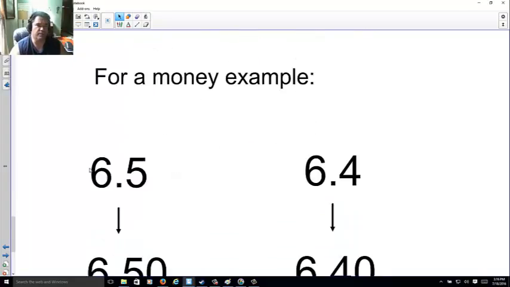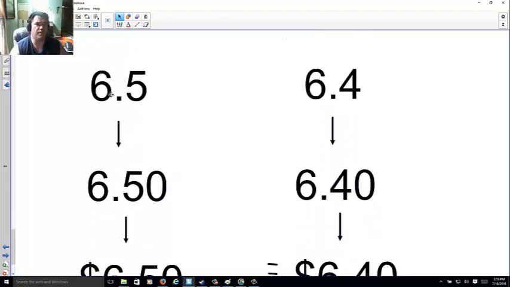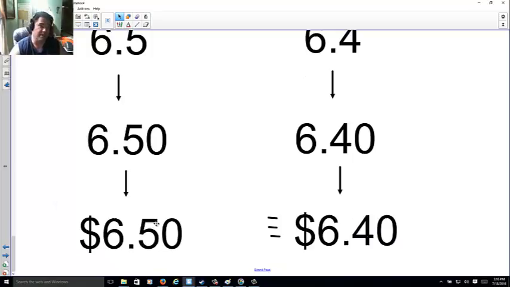For a money example, you have 6.5 versus 6.4. Think of 6.5 as $6.50, 6.4 as $6.40. Obviously, $6.50 is more than $6.40.